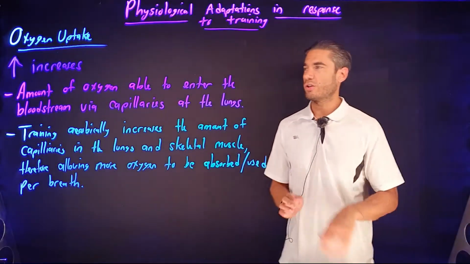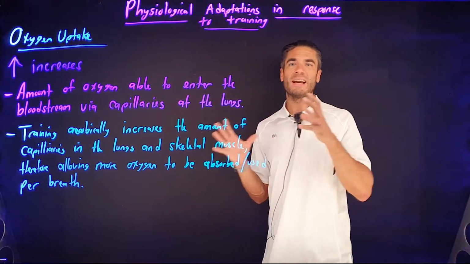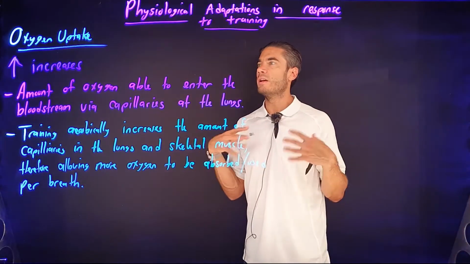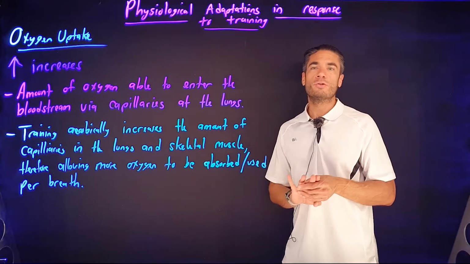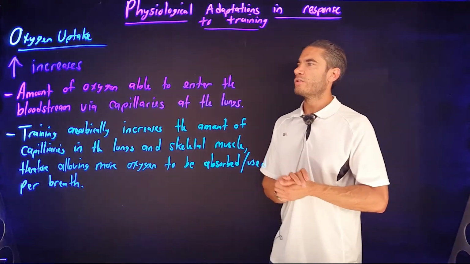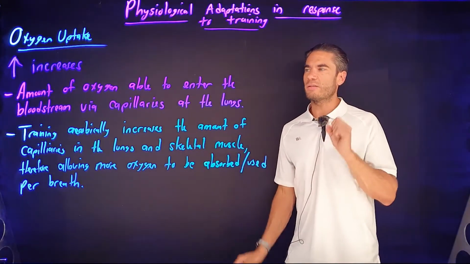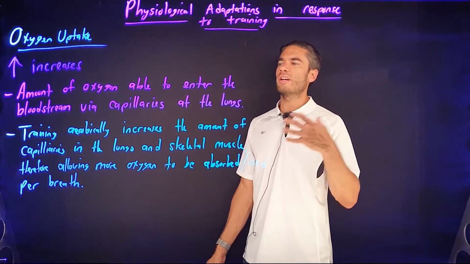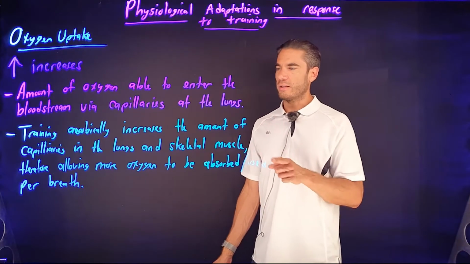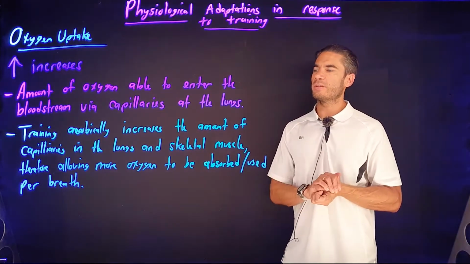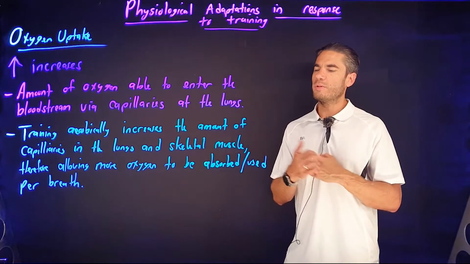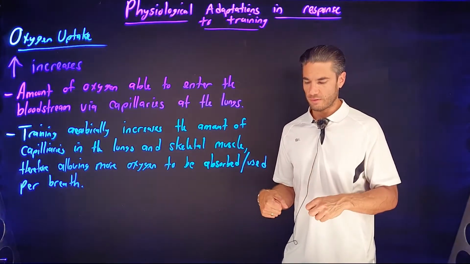All right, so our next one is oxygen uptake, and the dot point is oxygen uptake and lung capacity. So I'll talk about lung capacity a little bit separate, but it is the same dot point. In a nutshell, what does oxygen uptake do if you train or a physiological adaptation? It increases, okay? So oxygen uptake is the amount of oxygen able to enter the bloodstream via capillaries at the lungs, all right? Training aerobically increases the amount of capillaries in the lungs and skeletal muscle, therefore allowing more oxygen to be absorbed and used per breath, all right?